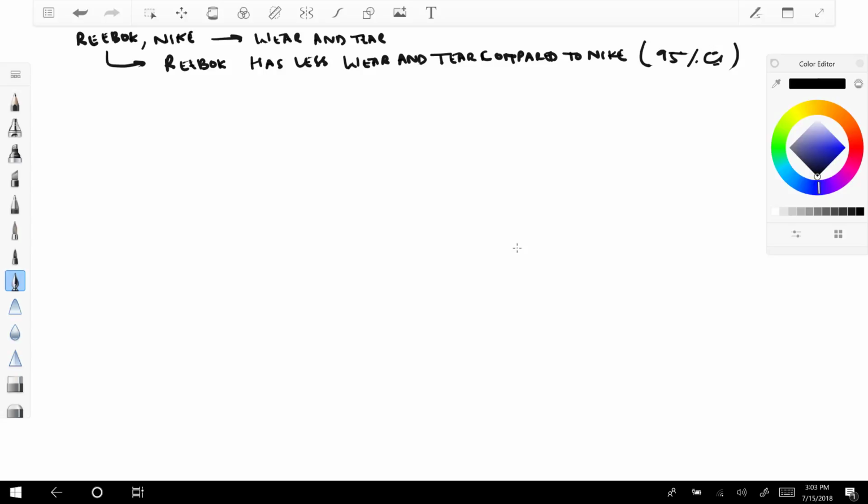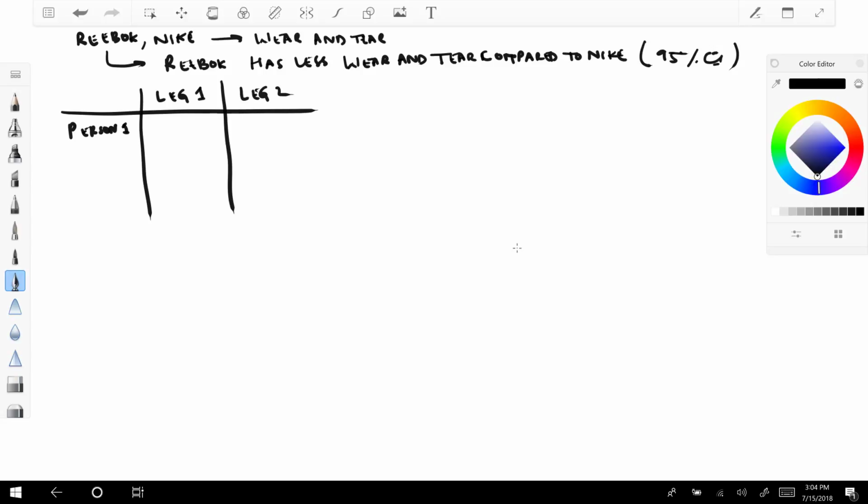So this is all will be given. So I have person 1, so this is leg 1. This might be right leg or left leg, that is not important. So this is leg 2. We can randomly select leg to wear Reebok or Nike.